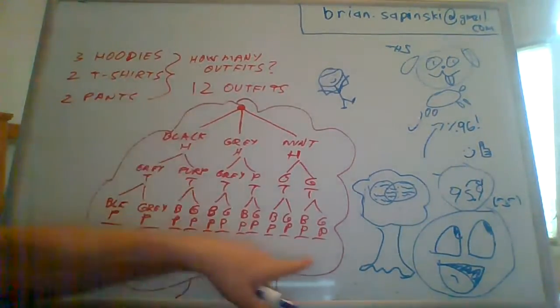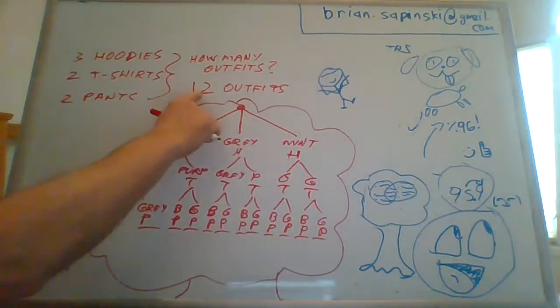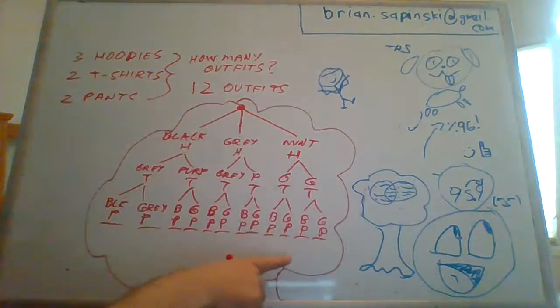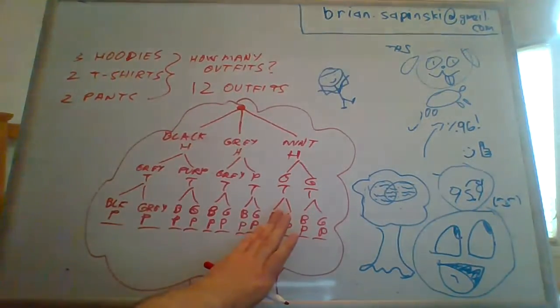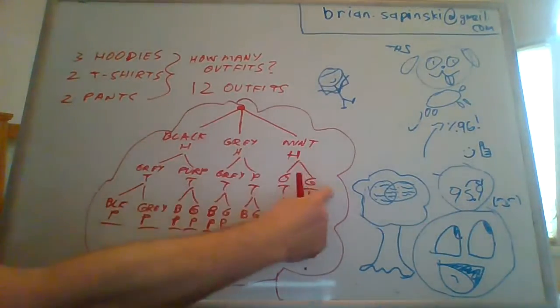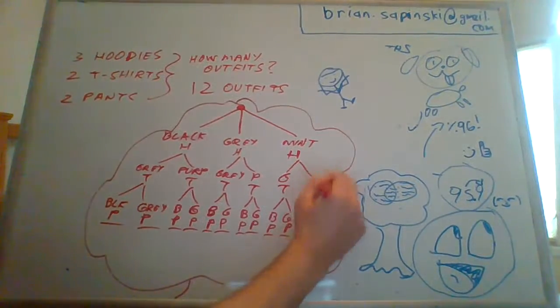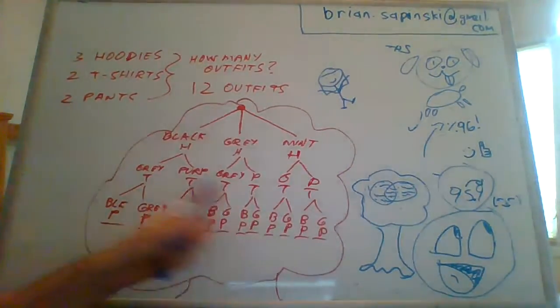The 12 outfits that we came up with are here at the ends of the tree. These branches give you all the possible outfits that you can make, from a black hoodie, gray tee, and black pants to a mint hoodie, gray tee, purple tee, and gray pants, and everything in between.